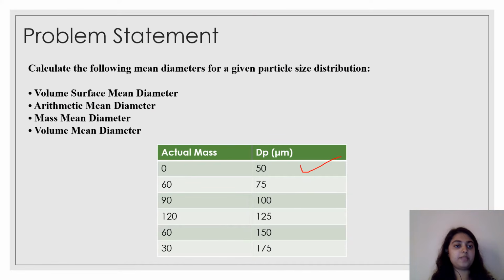So the problem statement is given. Calculate the following mean diameters for a given particle size distribution. Here we are asked to calculate volume surface mean diameter, arithmetic mean diameter, mass mean diameter and volume mean diameter. The data given is the actual mass and the particle diameter in micrometers. Let's solve this example.